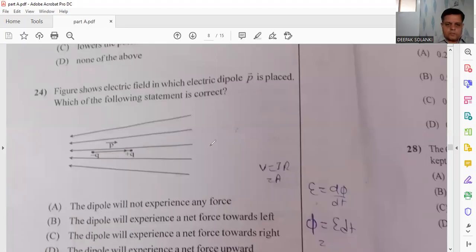Here you can see it is a non-uniform electric field. So the resultant force is that. Now on a negative charge, the resultant force is in the opposite direction to the electric field. For a positive charge, it is in the direction of the electric field.